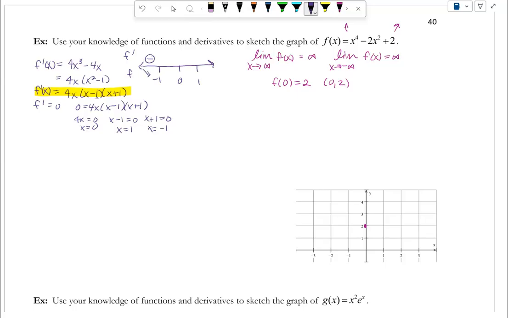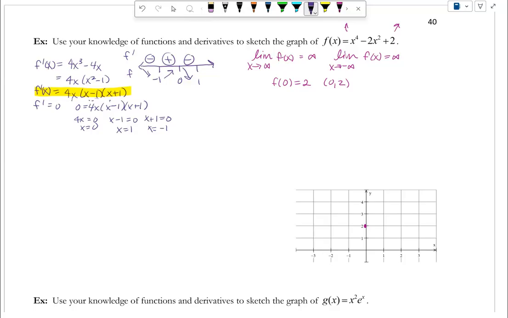If I plug in a number between 0 and -1, let's say -1/2, well, 4 times that number will be negative. x minus 1 will be negative, but x plus 1 now will be positive. So a negative times a negative times a positive gives us a positive product. So f is increasing on that interval. Let's say we plug in a positive 1/2 between 0 and 1. Well, 4 times a half is positive. 1/2 minus 1 is negative. 1/2 plus 1 is positive. So we have a positive times a negative times a positive. f prime is negative, so f is decreasing.